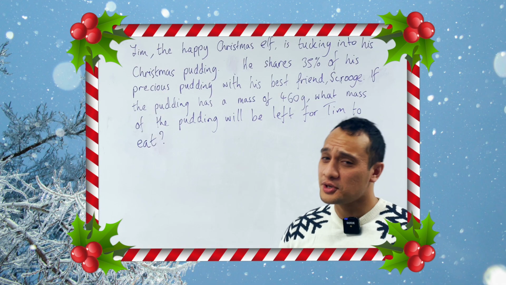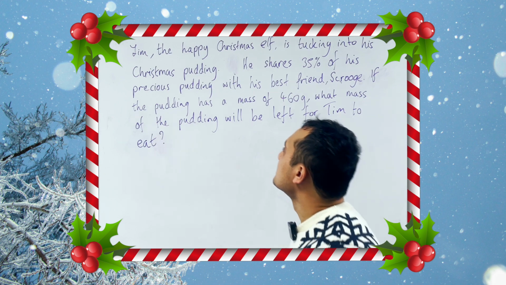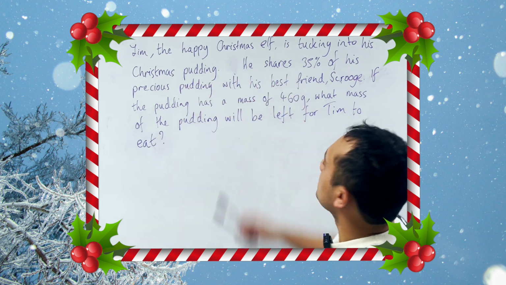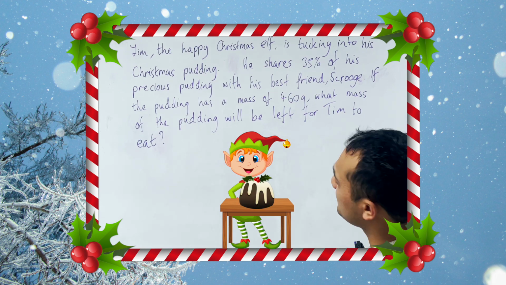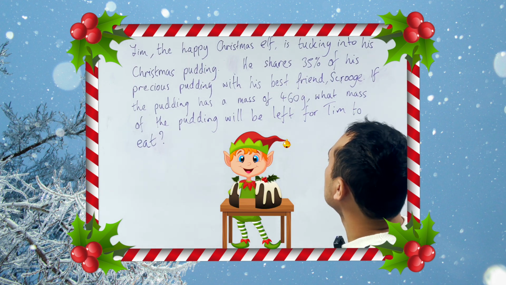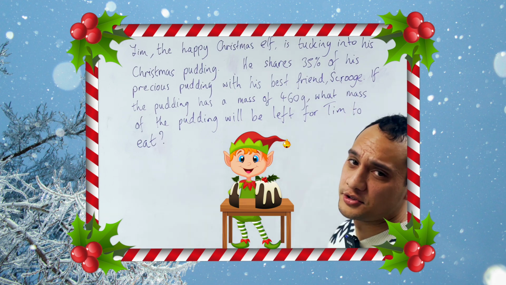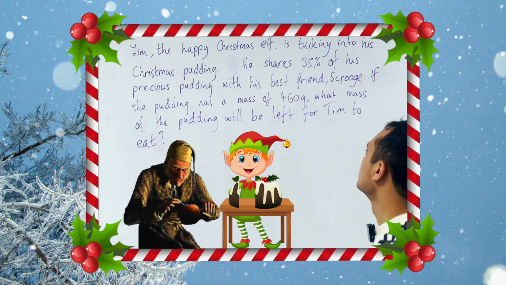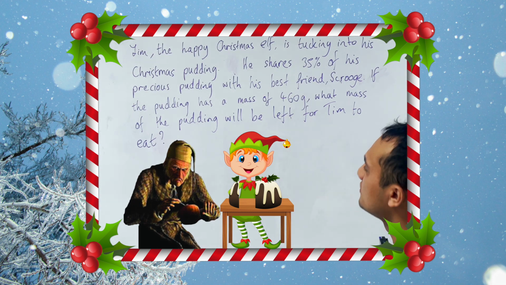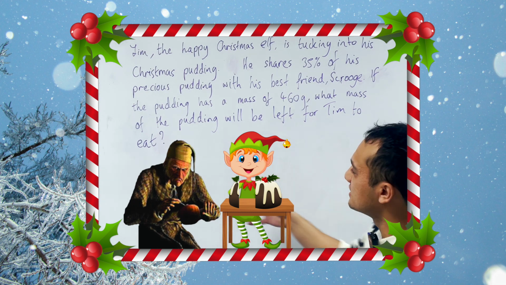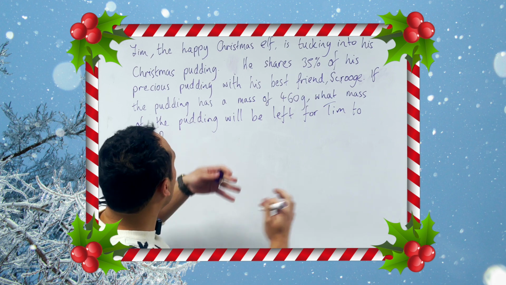We've got a Christmas pudding problem today. Tim, the happy Christmas elf, is tucking into his Christmas pudding. He shares 35% of his precious pudding with his best friend, Scrooge. Get the reference. If the pudding has a mass of 460 grams, what mass of the pudding will be left for Tim to eat? Let's just think about the problem.